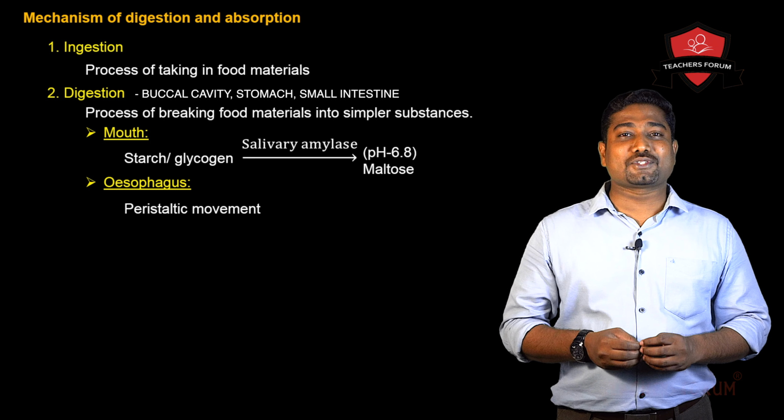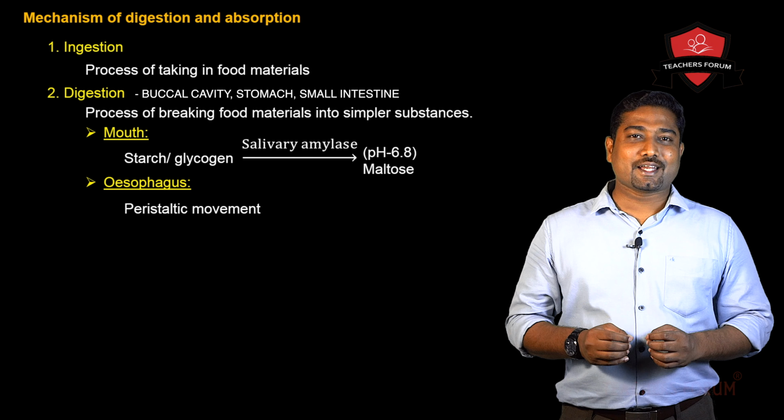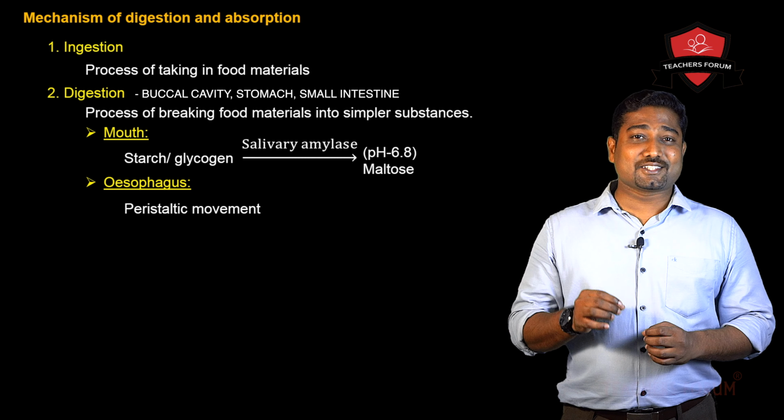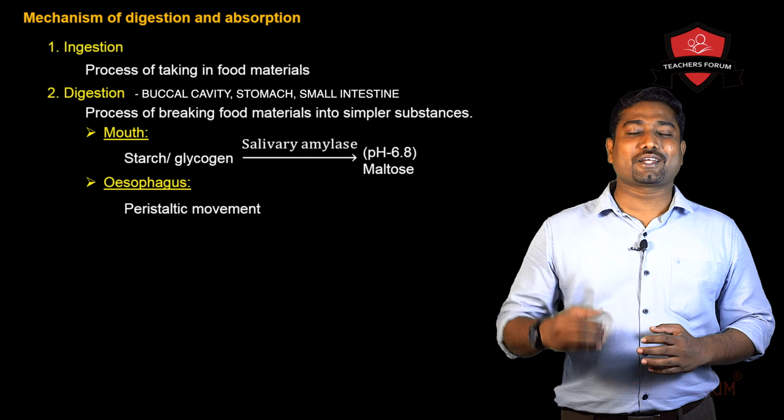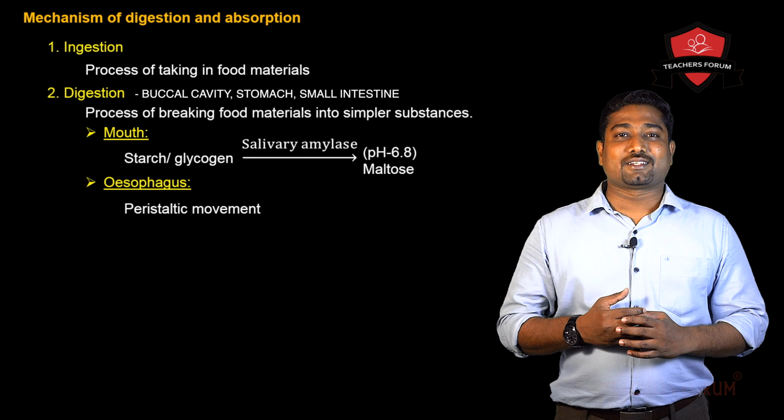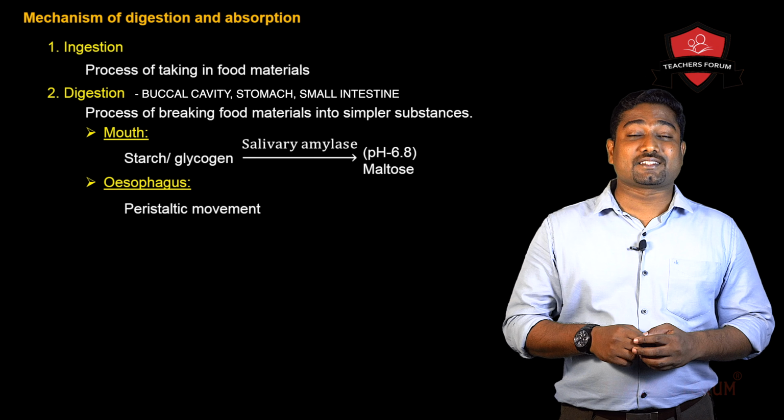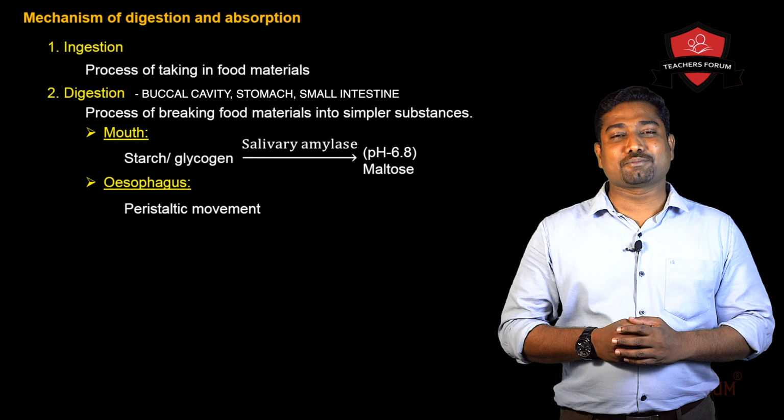So guys, what happens during vomiting? During vomiting, the undigested food is sent from the stomach to the buccal cavity. Just the opposite of peristalsis, we call it anti-peristaltic movement.